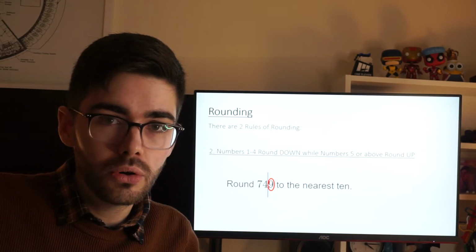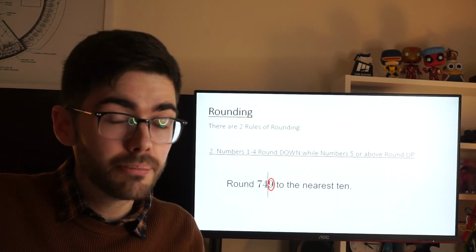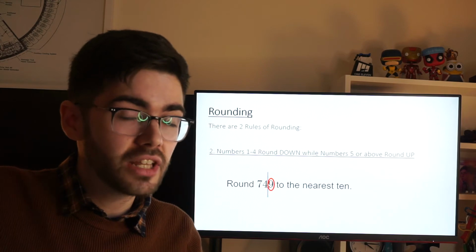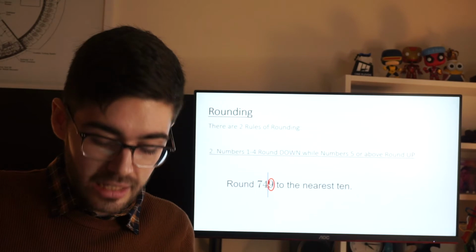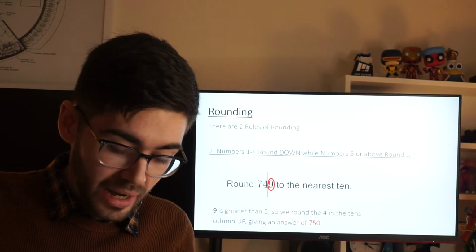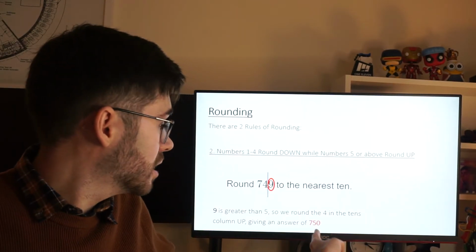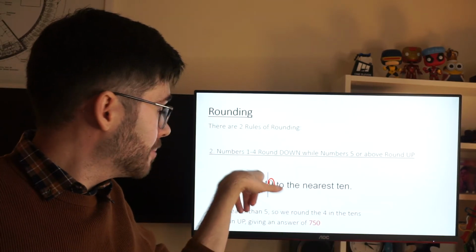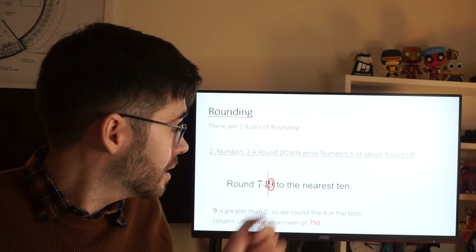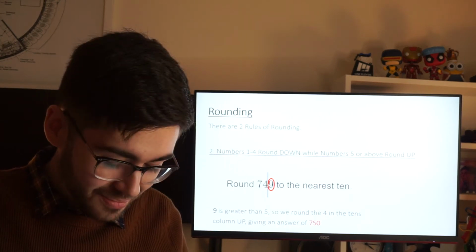The second rule of rounding is this. Numbers 1 to 4 round down, numbers 5 or above round up. So 5 or anything higher rounds up, 4 or below rounds down. This is 9, it's higher than 5, so we're going to round up, okay, giving us an answer of 750. We round up the 4, and that becomes 750, and that's that number rounded to the nearest 10.